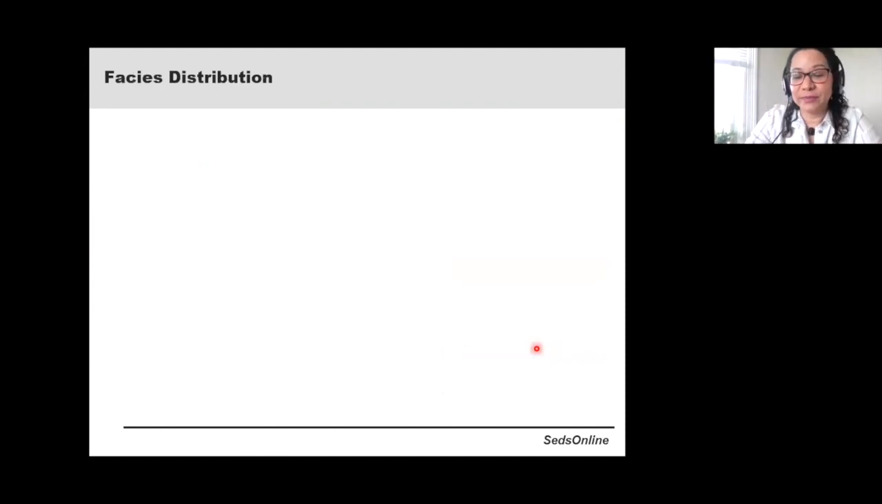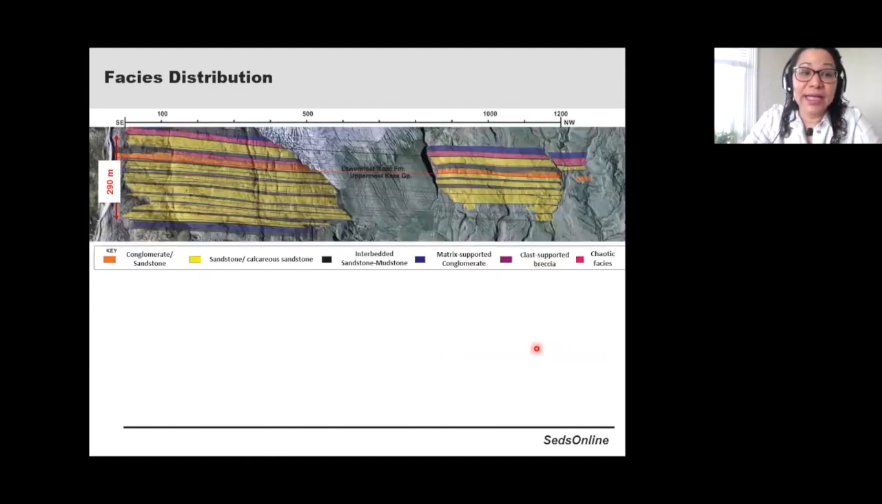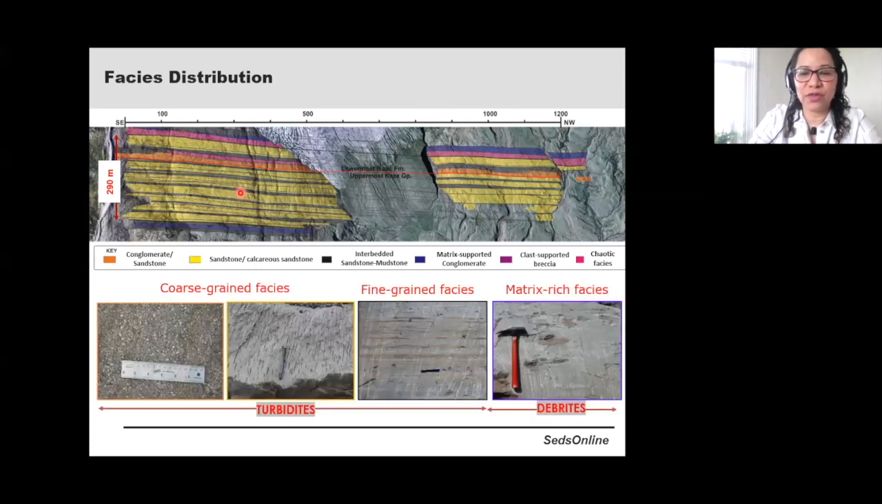What do we see here? First, regarding the facies, what we see a lot of, many of these yellow colors, is very sandstone-rich units. What we have is a suite, a spectrum, of facies.